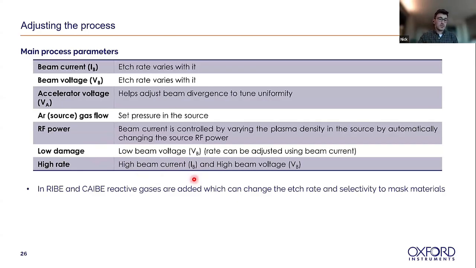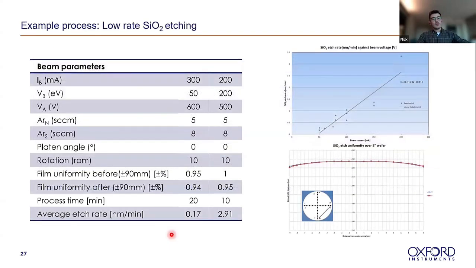And as I mentioned previously, for RIE and CAIBE, we add those reactive gases, which helps us to change both the etch rate and selectivity to different mask material. So a typical process, here I'm showing an example of a low rate silicon oxide etching process, and you can see the different beam parameters that we're using here. So we start off etching in this orientation, and then going to change to a slightly different orientation, well, different process conditions.